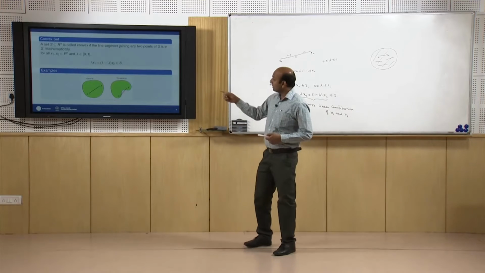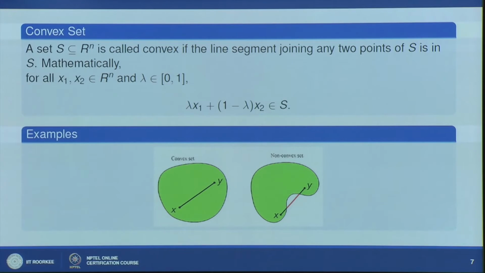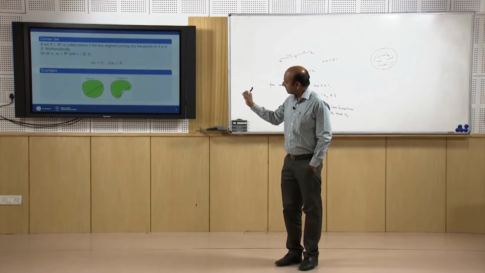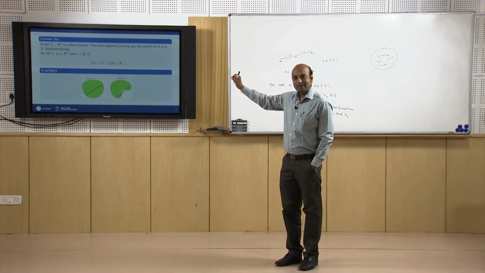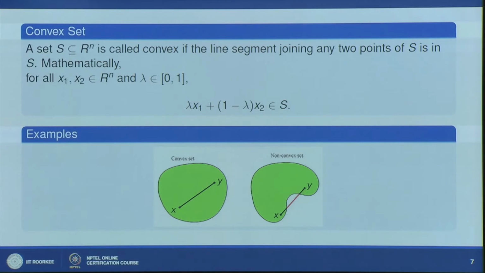Like we have 2 pictures here. In the first picture, if you take any 2 arbitrary points in the S and join the line segment, the line segment is totally contained in the green portion of the set. Okay. Now, if you take the second example, in the second example, if you take these 2 points x and y, the line segment joining these 2 points is not totally inside the set. So, this is not convex. Okay.